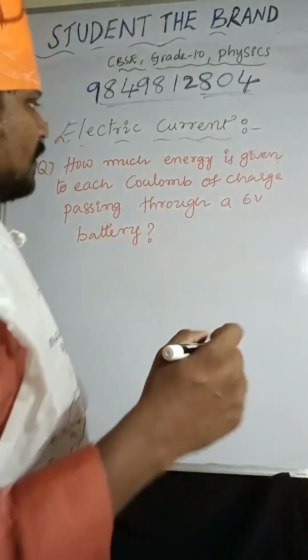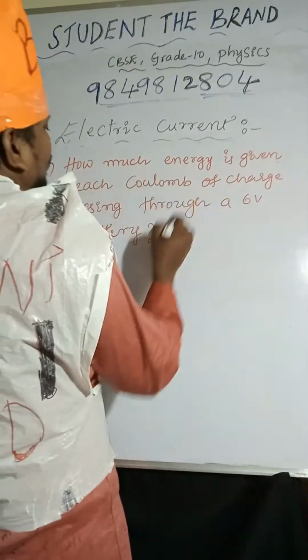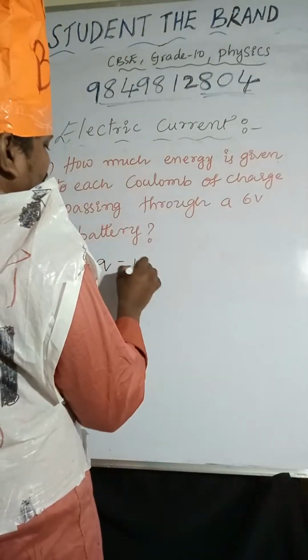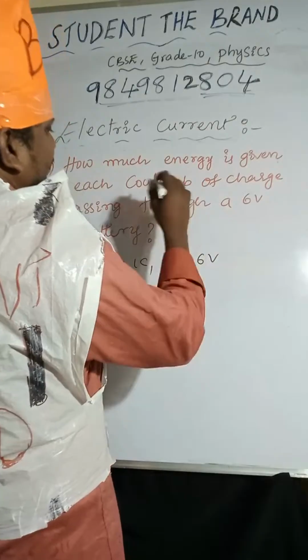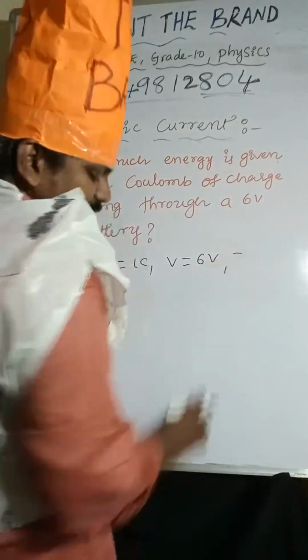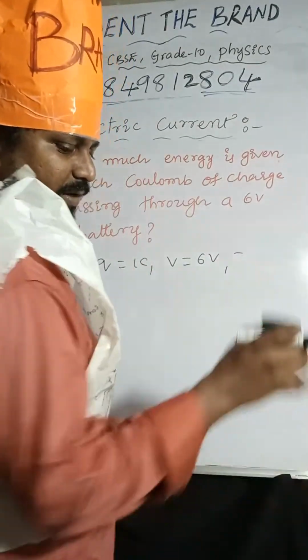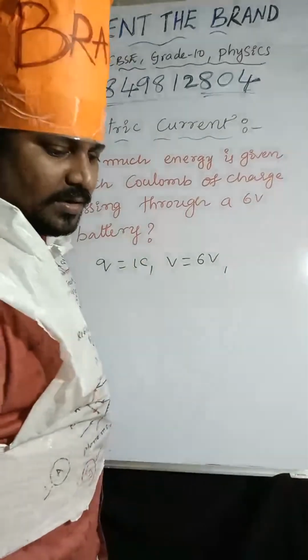Okay. So each coulomb, Q equal to 1C, and potential difference is 6 volts. Energy is nothing but W. So we need to find out W, work. Yes, 6 joule is correct.